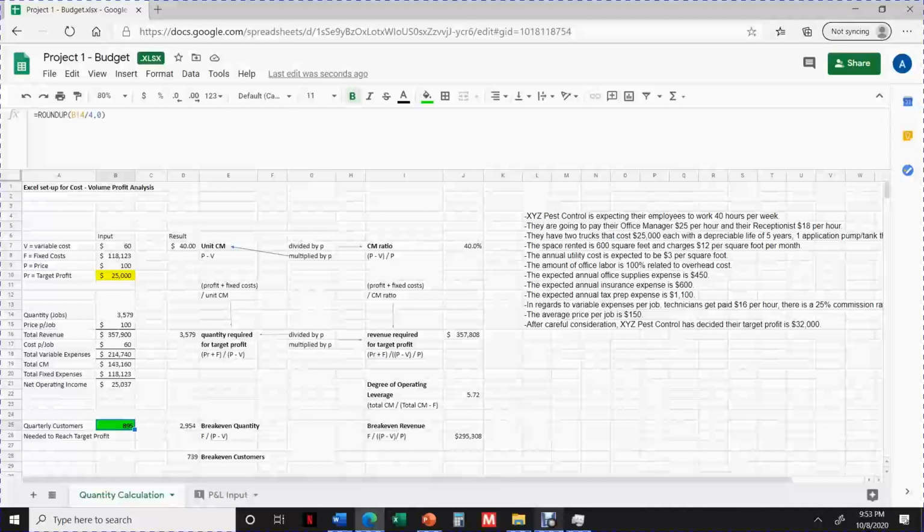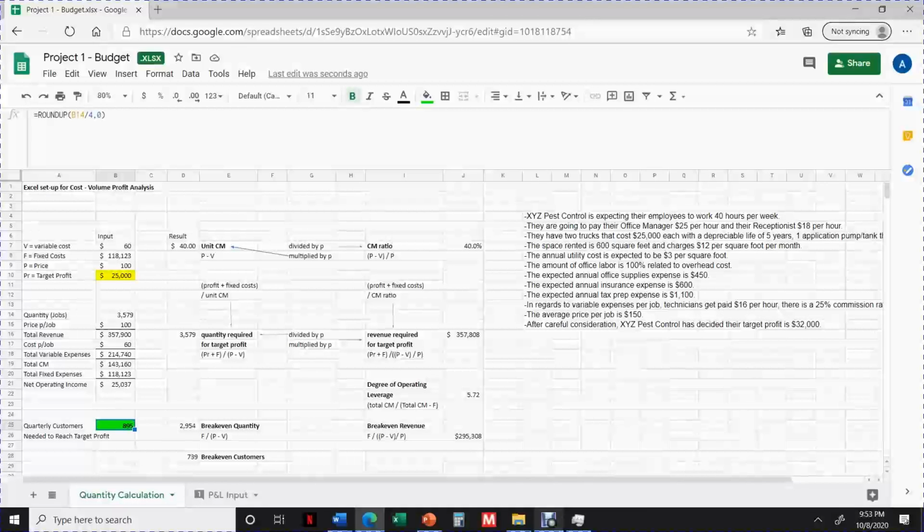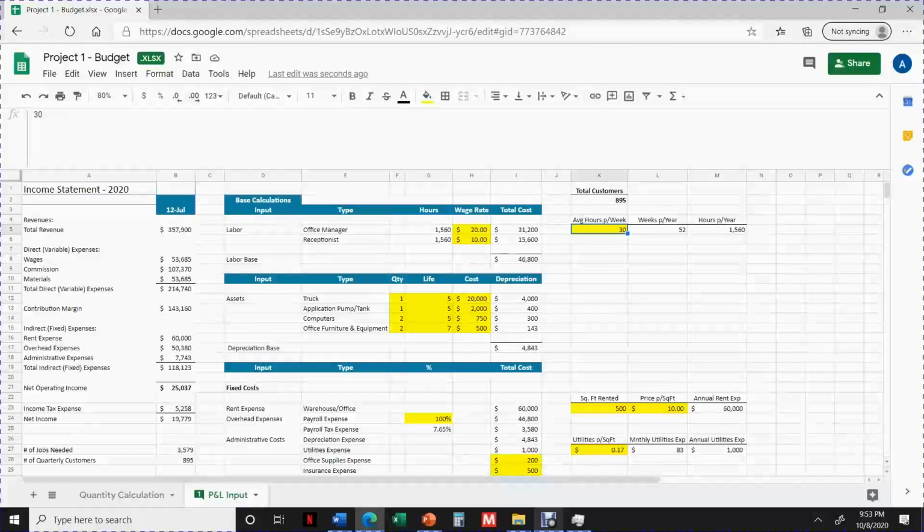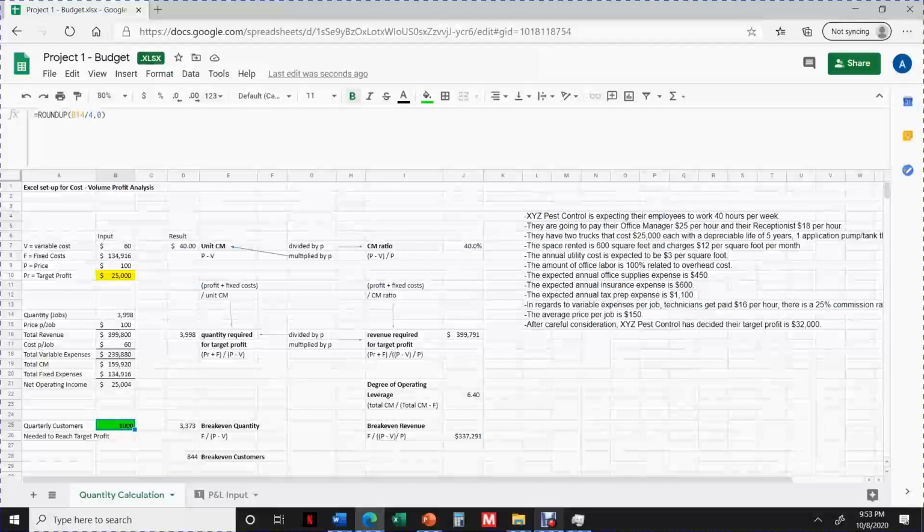So our first fact is that XYZ Pest Control is expecting their employees to work 40 hours per week. So we're going to head over to our input screen for that. Before it was 30, so let's see what happens when it switches to 40. As you can see, our hours switched to 2,080 per year. That means we're on the right track.